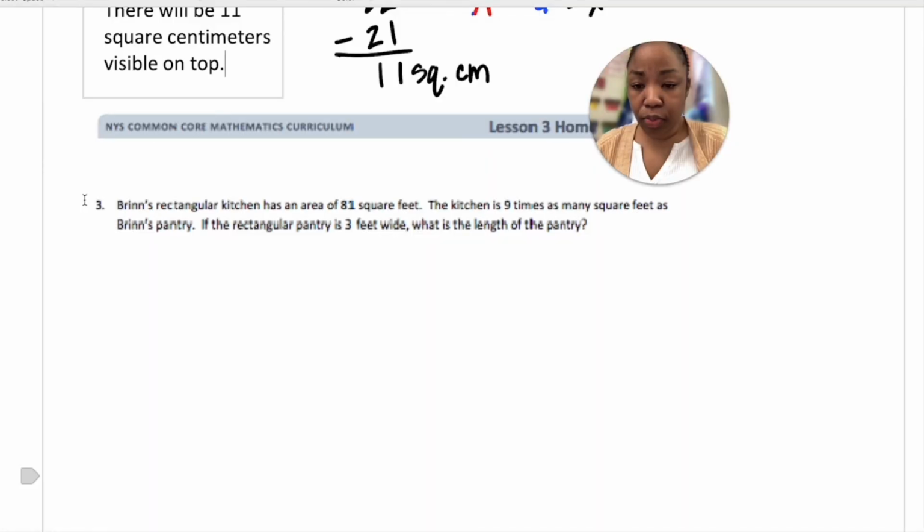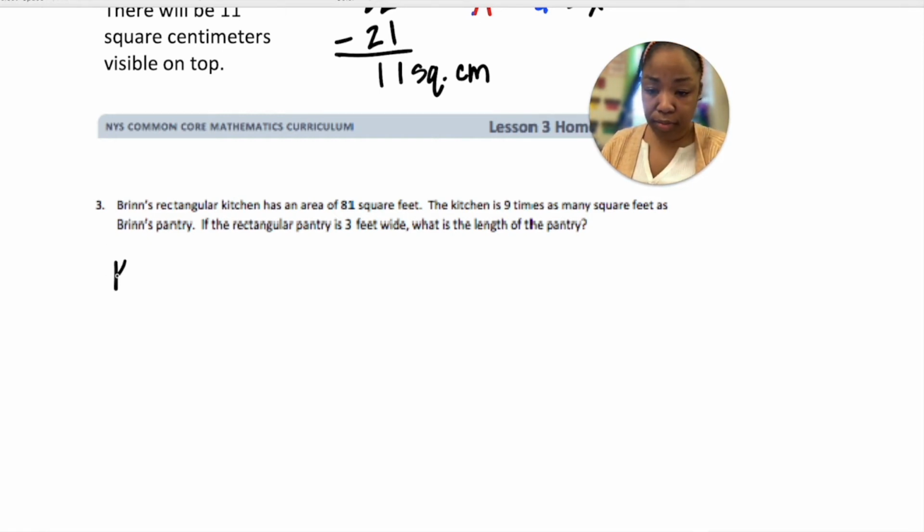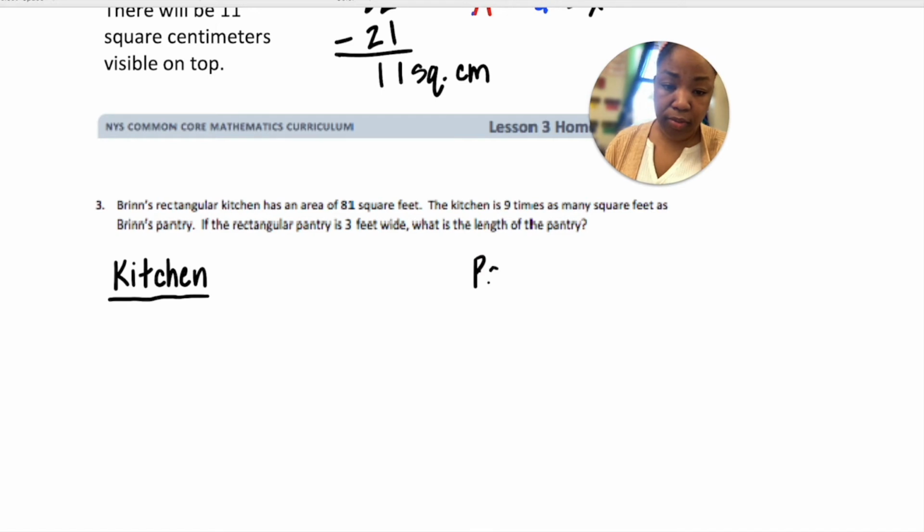Okay. Brand's rectangular kitchen has an area of 81 square feet. The kitchen is 9 times as many square feet as Brand's pantry. If the pantry is 3 feet wide, what is the length of the pantry? Okay, so we have a kitchen and we have a pantry. So I'm just going to label this here so we know what we're talking about. We have the kitchen, we have the pantry.